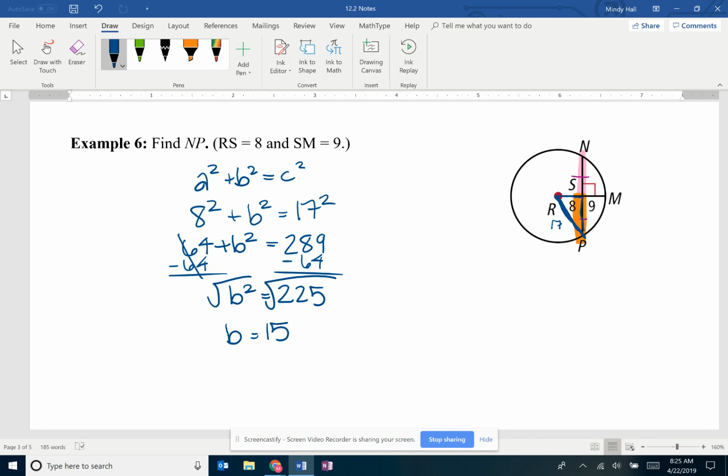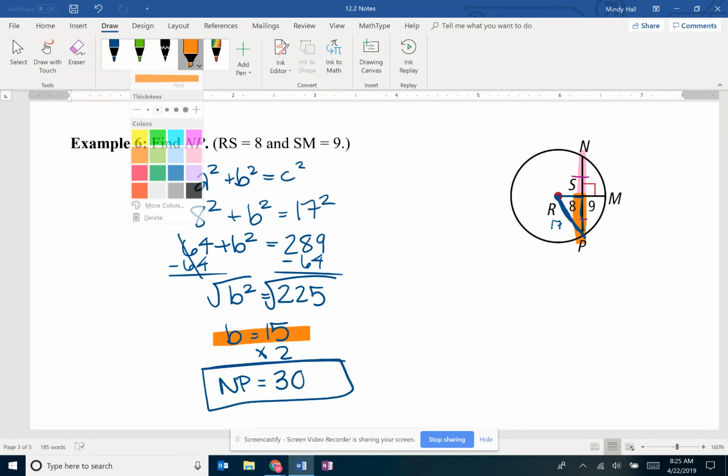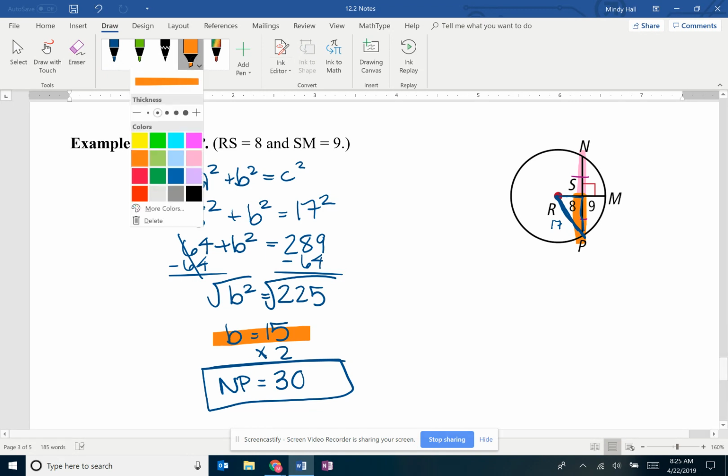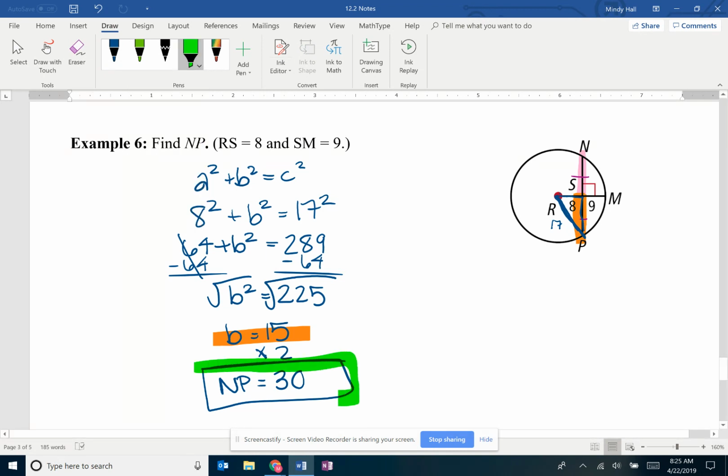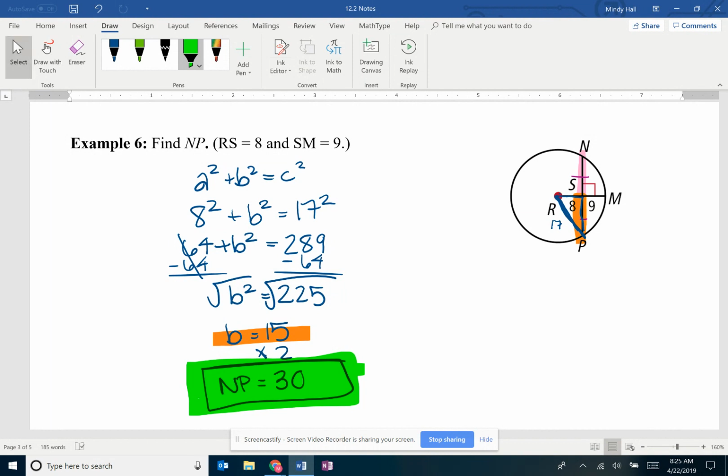So B is really that one little section, the orange one. Because my orange section is 15, now I just have to multiply that by 2, because again, it's bisected, so that's half of it. So I know that NP is 30. That is our final answer. I'm trying to think of how I want to make it more obvious. There, since I had to use the highlighter. So our final answer is that NP is 30, because we cut that in half.